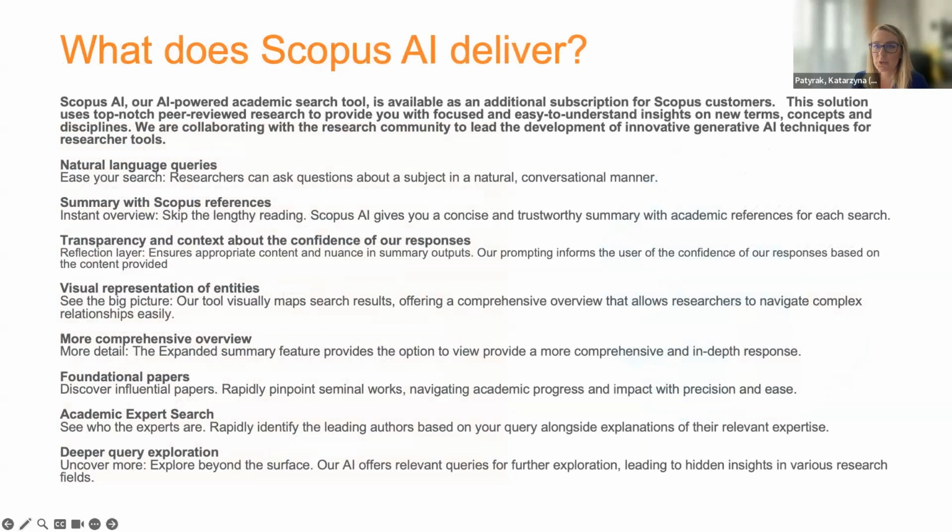The natural language queries let you pose questions in a natural, conversational manner. Summaries with Scopus references give you a consistent and trustworthy summary with citations, so you can see where the claims come from. A reflection layer ensures appropriate content and nuances in summary outputs. And our prompting informs the user of the confidence of our responses based on the content we provide.